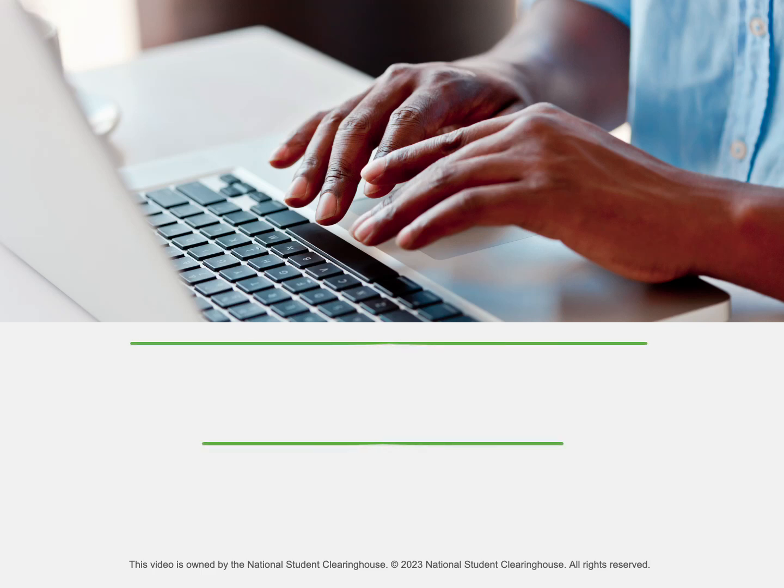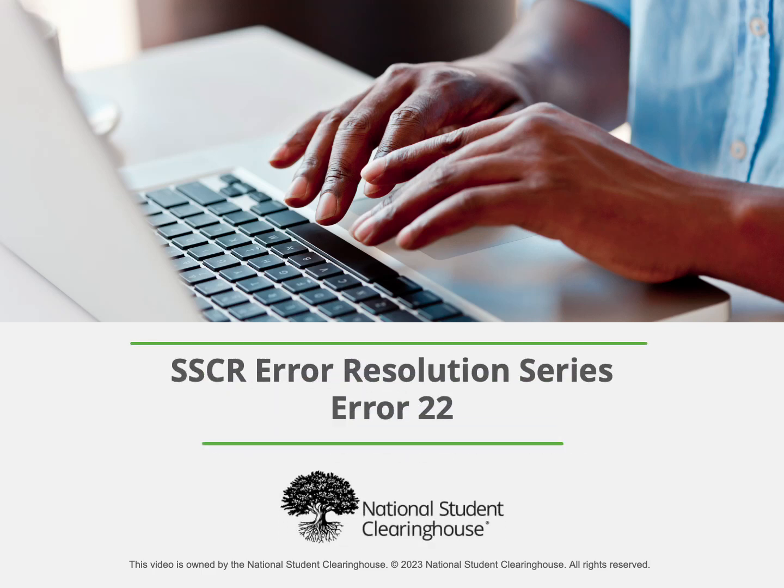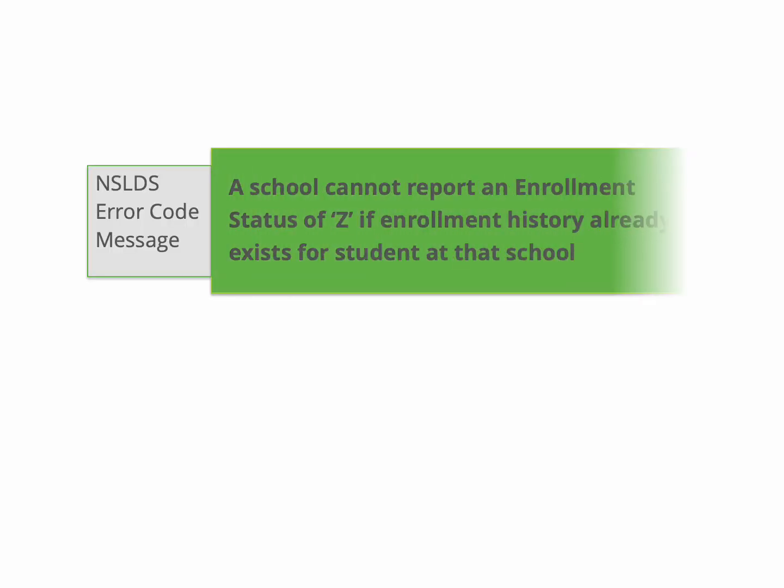Welcome to the tutorial on SSCR Error Code 22. Per the NSLDS, Error Code 22 is caused by NSLDS not accepting an enrollment status of Z, student not found, due to a record already existing in their system for the student at the school.